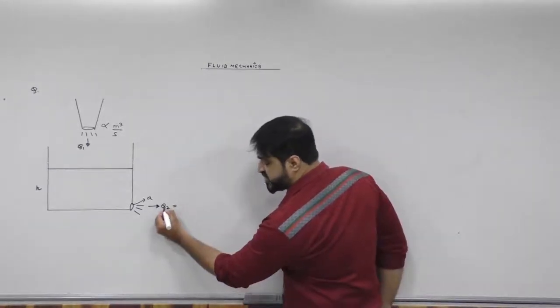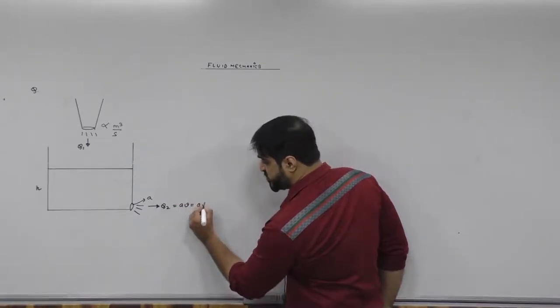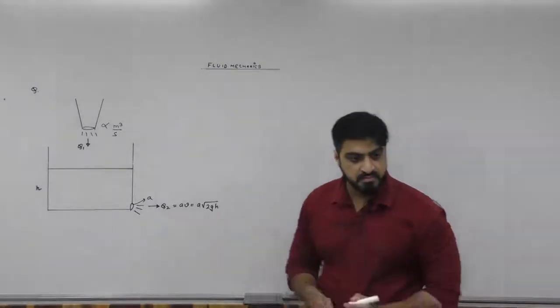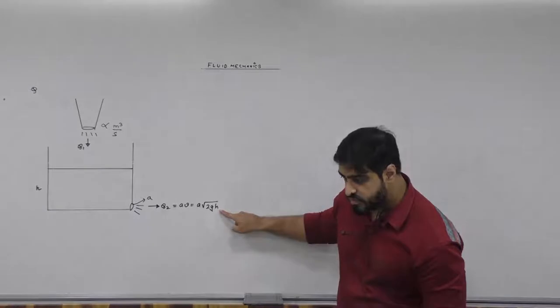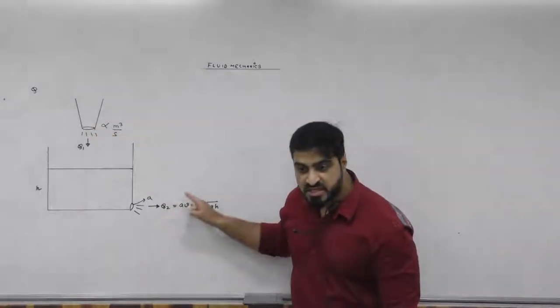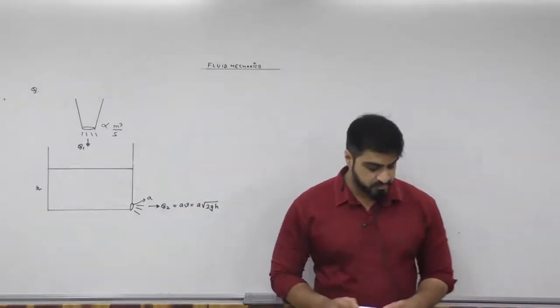Last time हमने ये proof किया था, Q2 is AV, but velocity at this moment is under root 2gh. ये अभी proof किया हमने. Q2 is proportional to root H. तो जैसे H बढ़ता जाएगा, वैसे Q2 भी बढ़ता जाएगा. ठीक है? आगे लिखो.